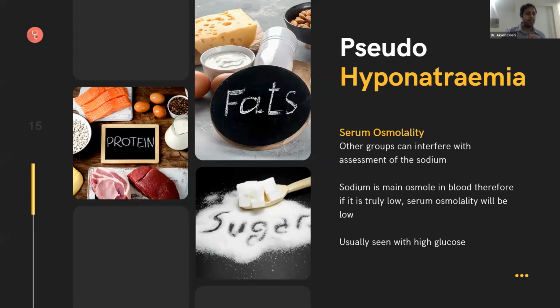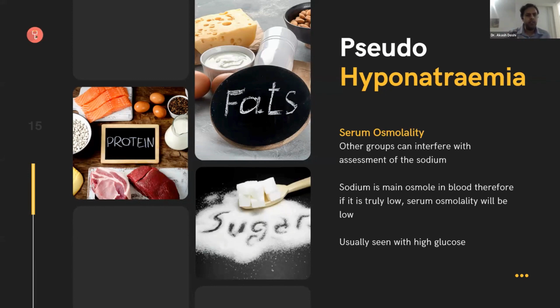The protein does the same. It artificially lowers the sodium. But actually, that's a lab technical error. The sodium in the serum is the normal value. It's just the way that the test is run in the lab artificially lowers it.